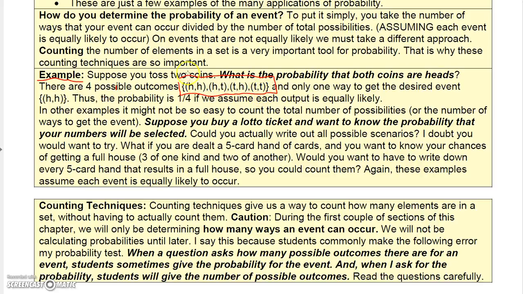Well, there's only one way to get the desired result, and that's this one, head, head. So there's one way out of 4. So if we assume each of those 4 outcomes are equally likely, then there's one way out of 4.